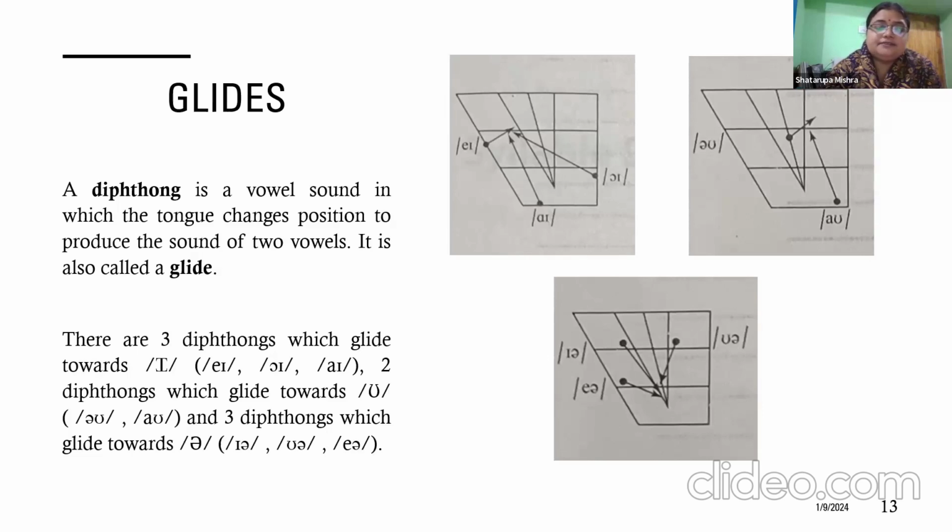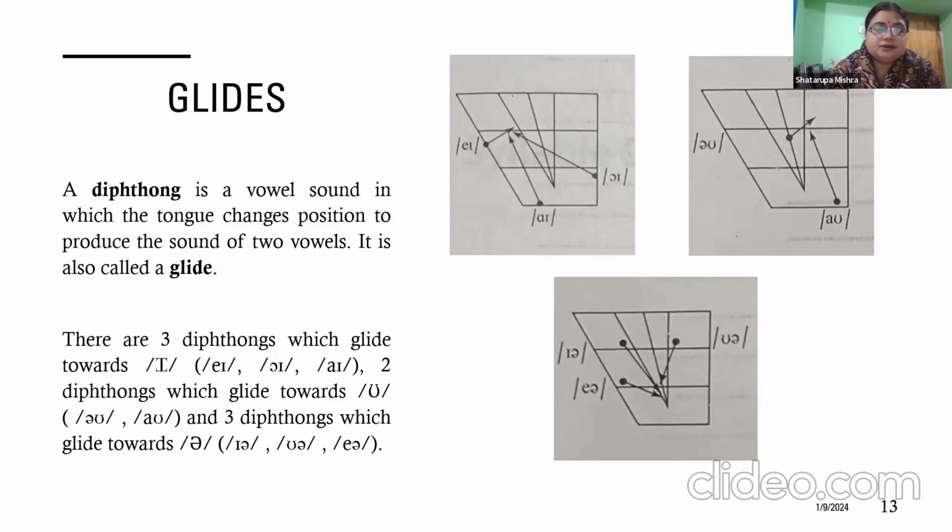Then there are 2 diphthongs which glide towards the U sound: ow and ow, cow. All right. Then we have go, go. All right. And cow. They are different. Ow and ow. All right. So they move towards the U sound.